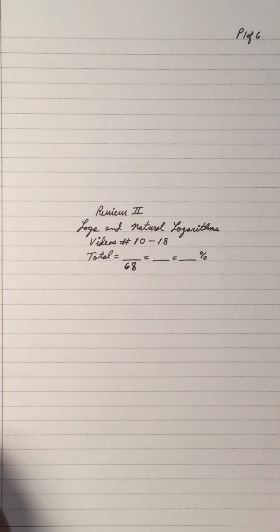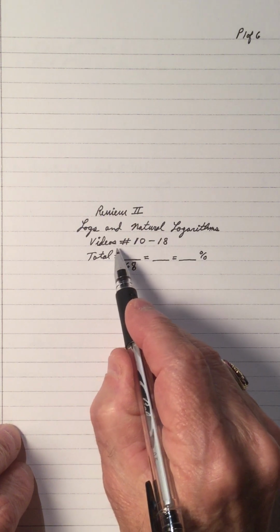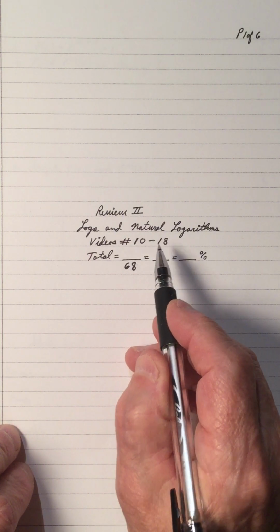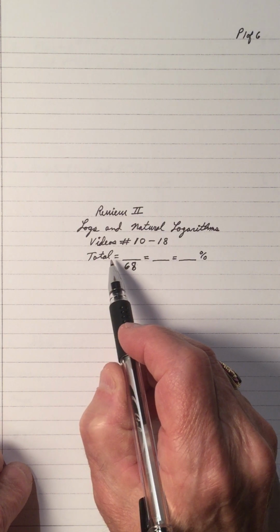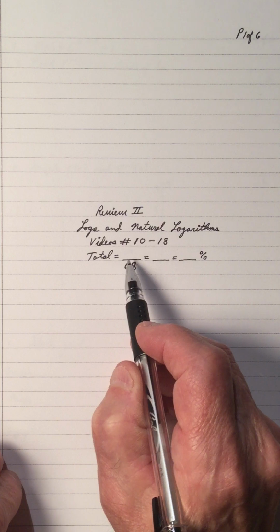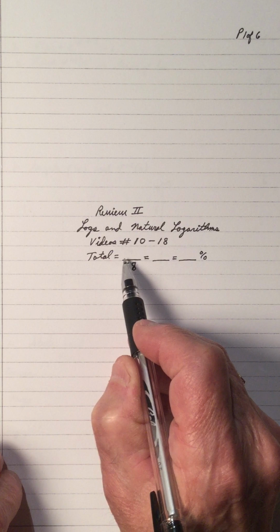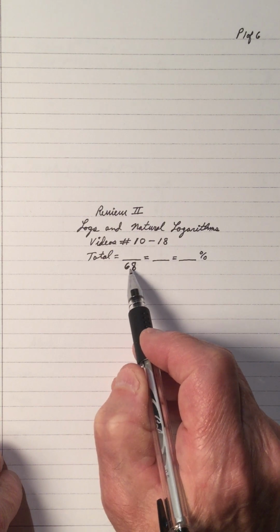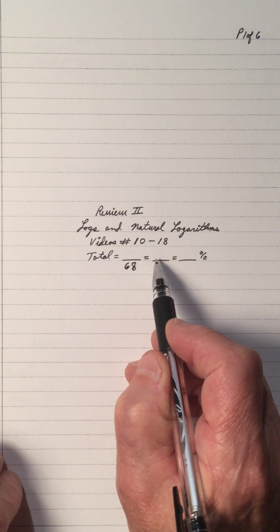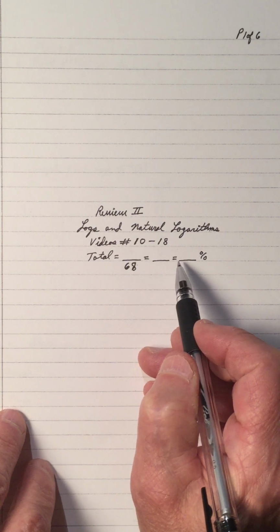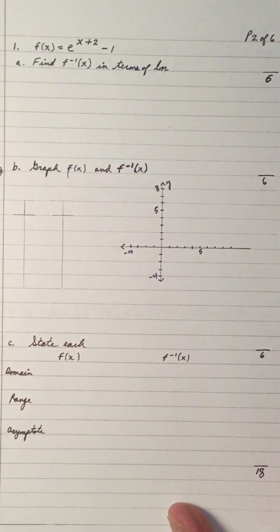Hi, welcome to my video on Review 2 of logs and natural logarithms. The videos are from numbers 10 to 18, and as in all reviews you can treat it as a quiz where you can give yourself a score on each question, total up the points, and when you're finished with the score over 68, divide 68 into your score and you get a decimal, and move your decimal 2 places to the right to get a percent, and hopefully everything will go well.